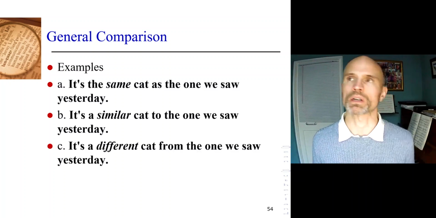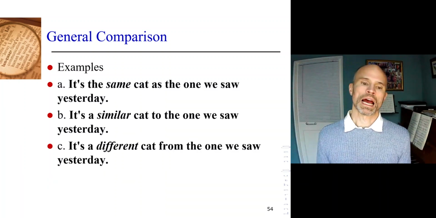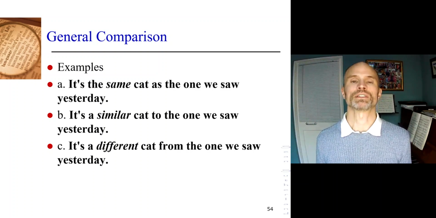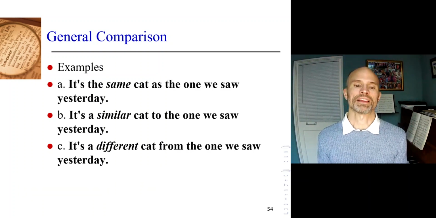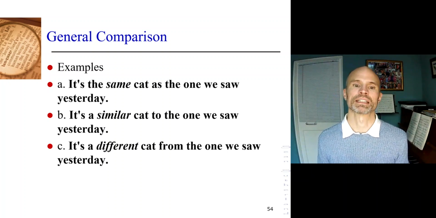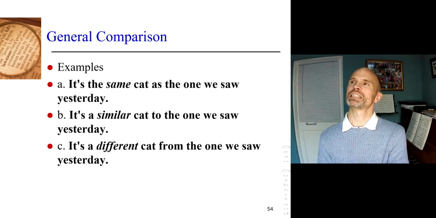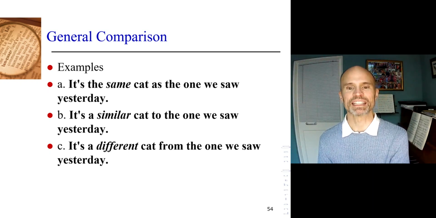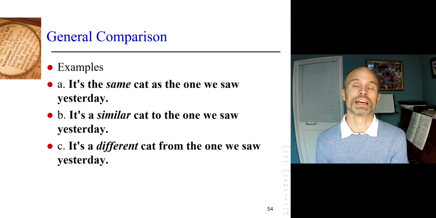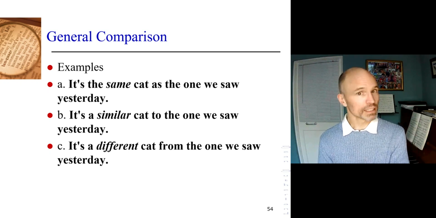Think of how all of these work. They're all comparisons. In the case of C, we're saying it's two different cats. In the case of B, we're saying it's two different cats, although they share some characteristics. In the case of A, this is the one that people sometimes don't see that it's a comparison, but it is, right? You're comparing the cat yesterday to the cat today and determining that they are in fact one cat. So it's still a comparison.